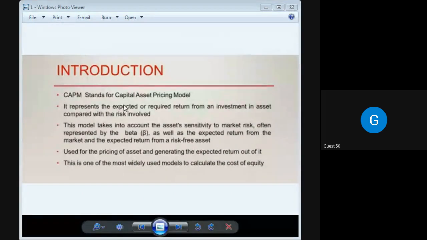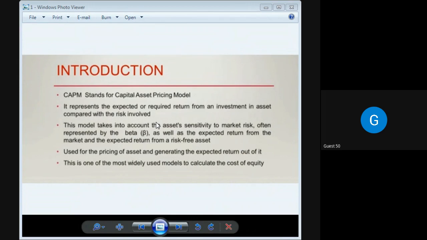Often represented by the beta, as well as the expected return from the market and the expected return from a risk-free asset. Okay. So when we see the capital asset pricing model formula, we get a clear picture of what these things are: the beta, the expected return and the risk. We will discuss all these things under the formula of the CAPM. Okay. It is used for the pricing of assets and generating the expected return out of it.